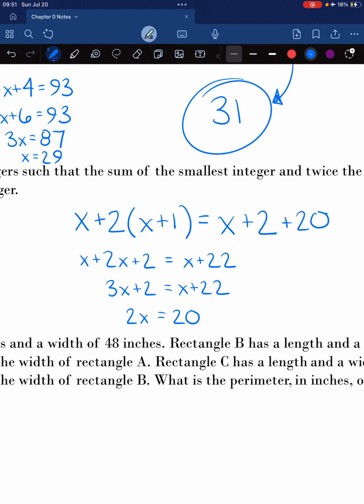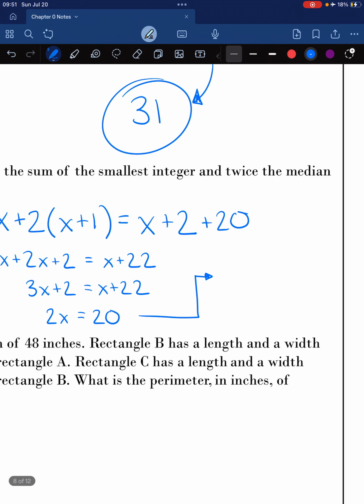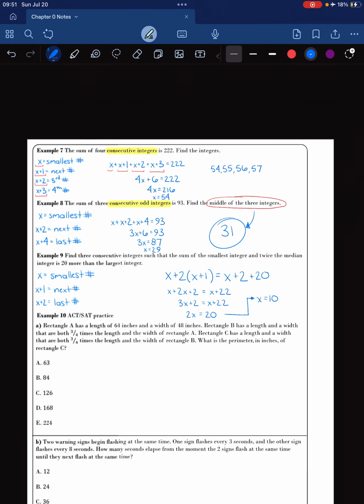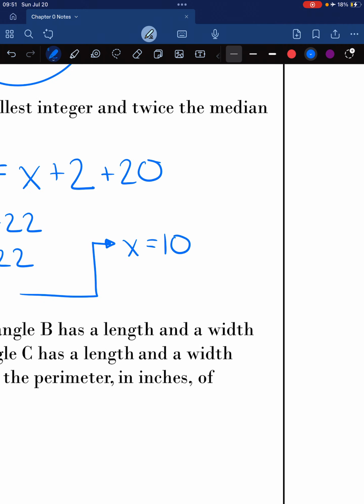I moved both things at once. I subtracted the x over to the left, then I subtracted the 2 over to the right, and we end up with x equals 10. What's the question? Find 3 consecutive integers. Okay, so the answer is going to be 10, 11, 12.